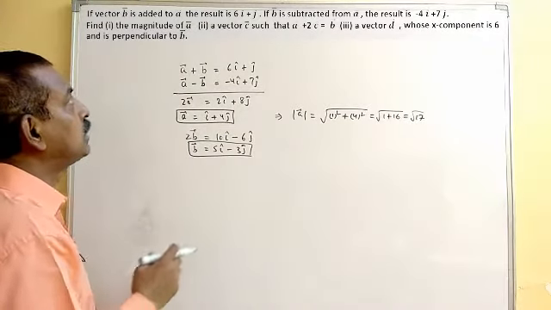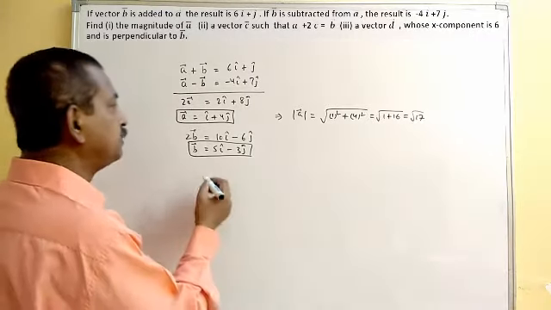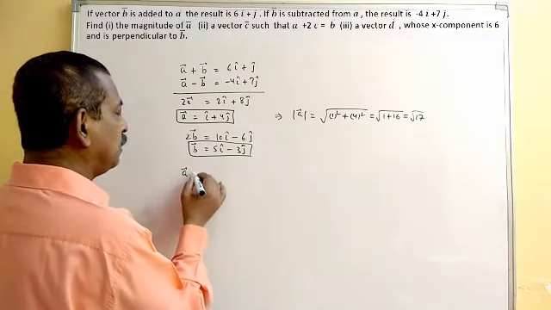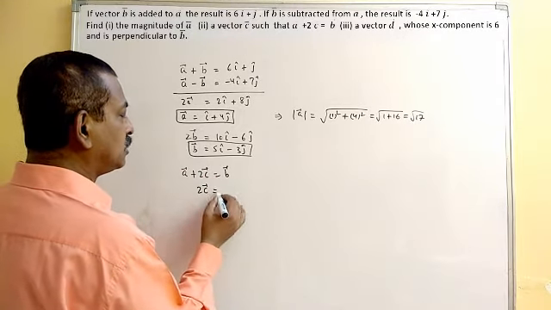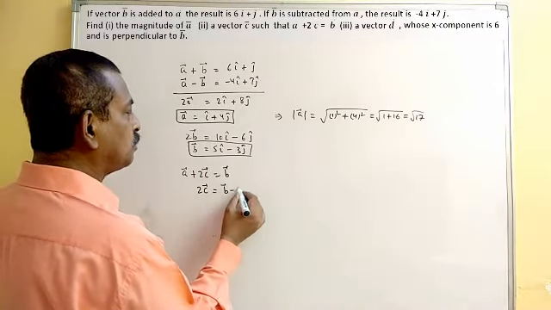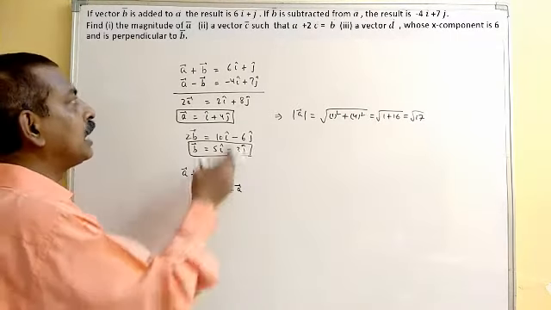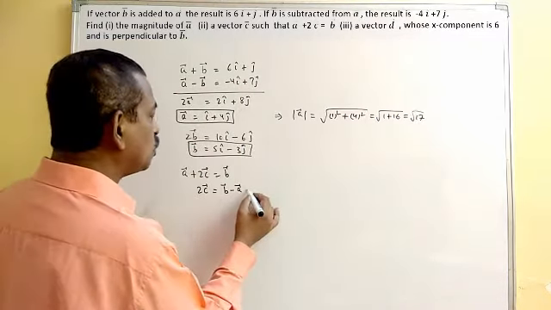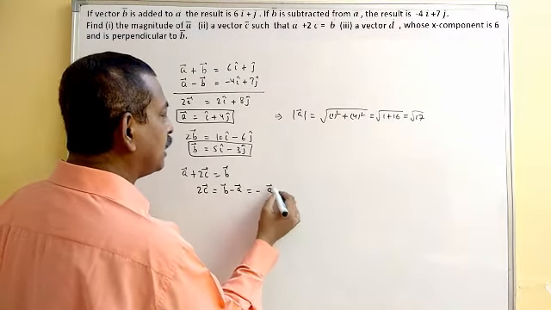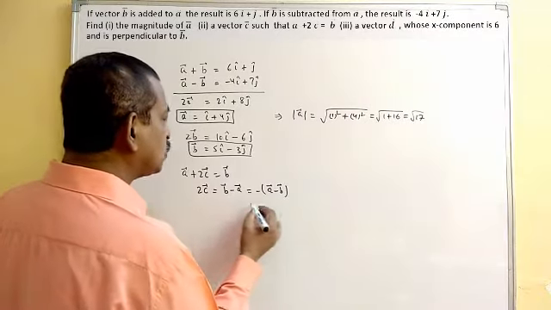Second part is vector c such that vector a plus 2c vector is b. So obviously vector 2c will be vector b minus vector a. You can find this one, otherwise vector a minus b is already given, so I can write it as minus (a minus b) also. So in that case, how much will this be?